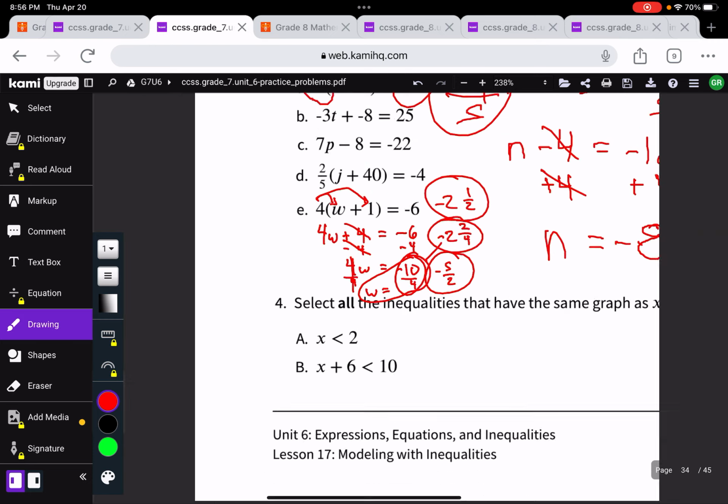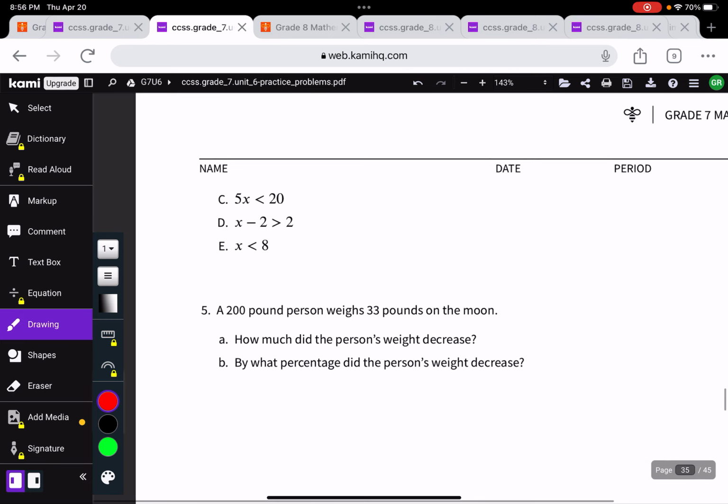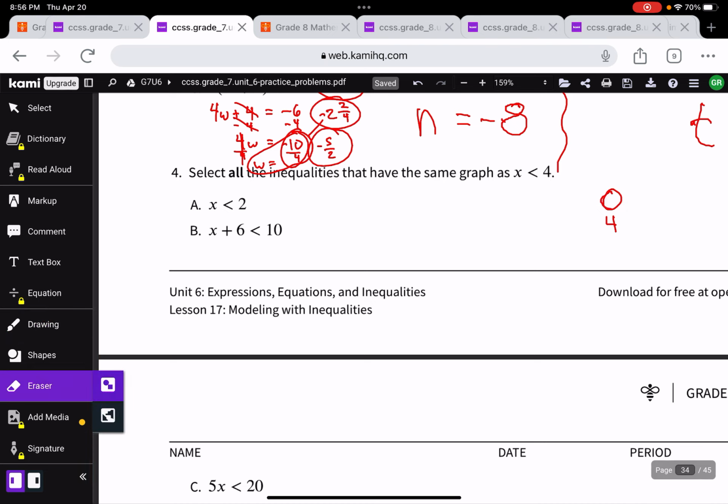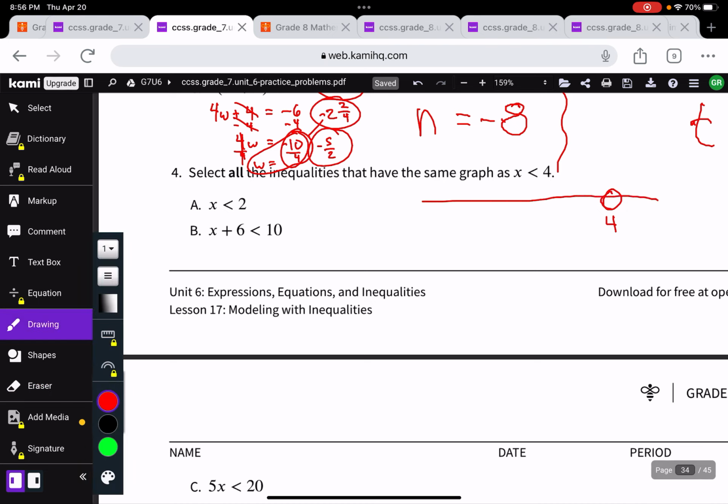All right, number 4. Select all the inequalities that have the same graph as x is less than 4. Well, here's the graph of x is less than 4. Here's 4. And it's a hollow dot, not a solid one. And the arrow goes that way. X is less than 4. There's the graph. Well, A is x is less than 2. That doesn't have the same graph. That starts at 2 and goes left.